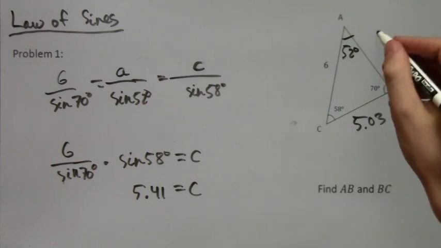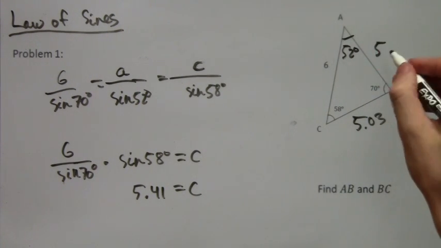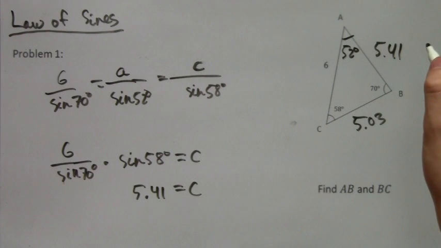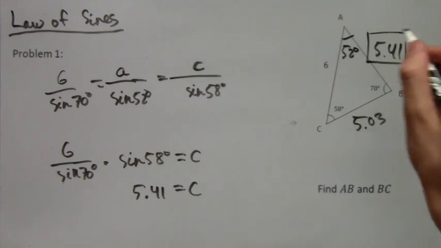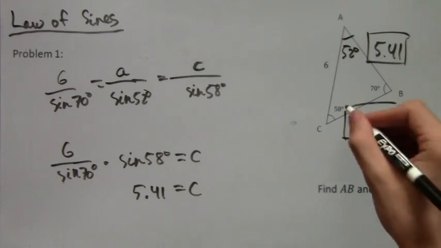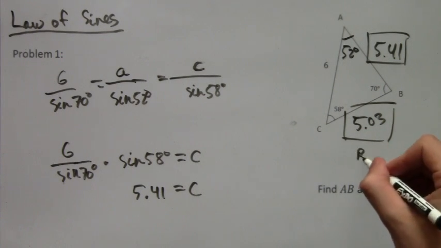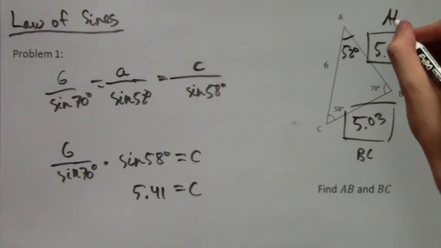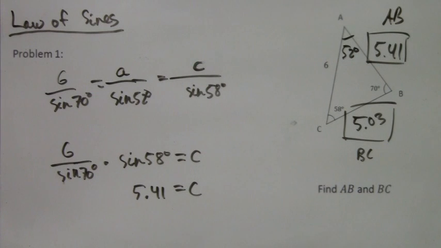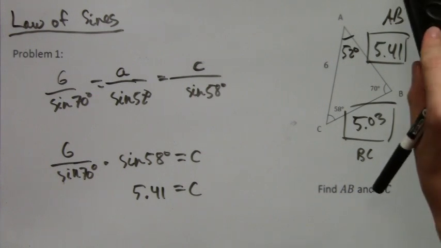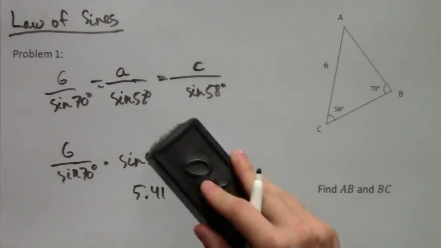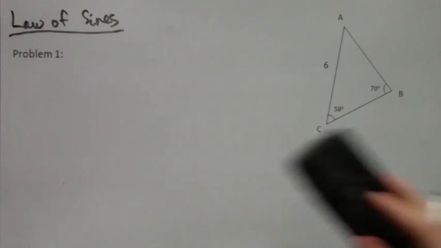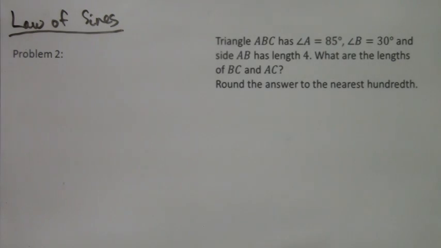So now I can label it on the diagram. 5.41. Alright. So those are our two answers. Side BC has length 5.03 and AB has length 5.41. So let's move on to another example and make sure we really got the law of sines down.